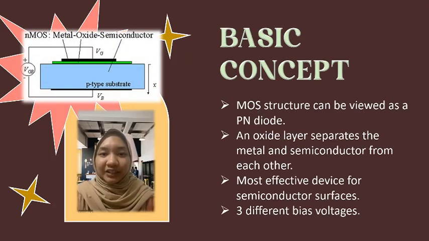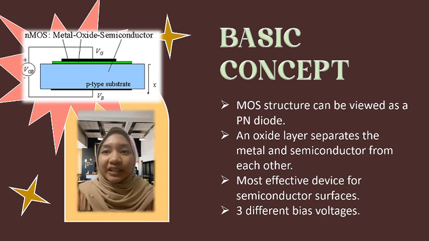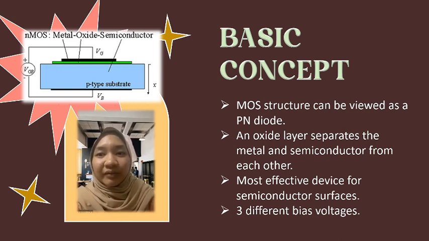Next, for the basic concept, the MOS structure can be viewed as a PN diode with one heavily doped side, that is the metal, and an extra insulating layer. Under a forward bias, the insulating layer blocks diffusion, so the depletion layer narrows, but there is still no vertical current. In the MOS structure, an oxide layer separates the metal and semiconductor from each other.